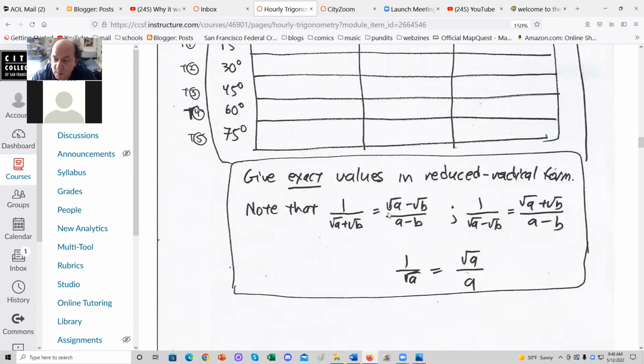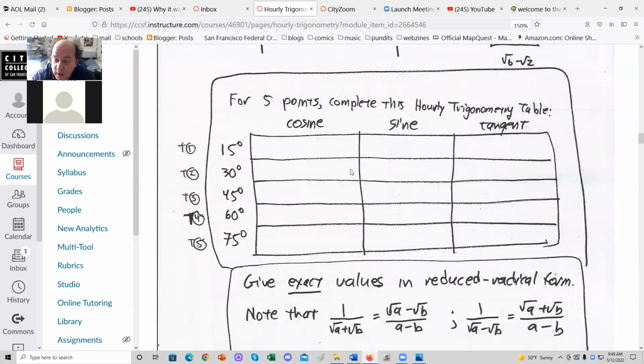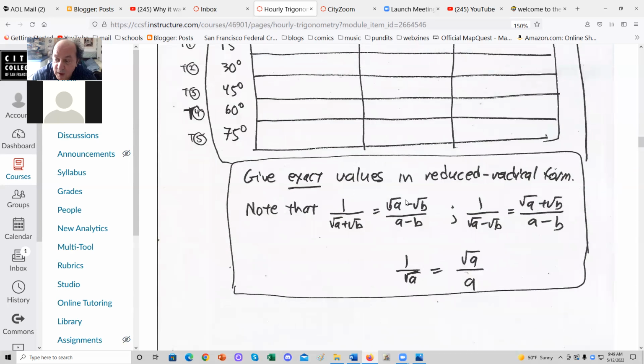And when we're dividing by a sum or difference of square roots, we can reduce it to reduced radical form. In this case, we multiply above and below by root a minus root b. That shows up at the top. And the sum of roots times the difference of roots equals the difference, a minus b. And do a similar thing here to get this ratio. And so, okay, we can find these in exact values in reduced radical form.